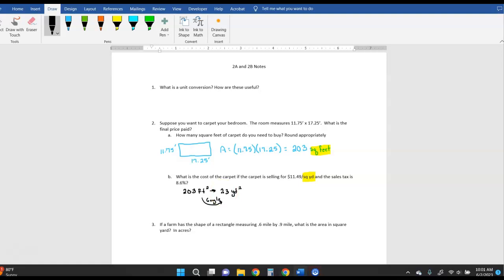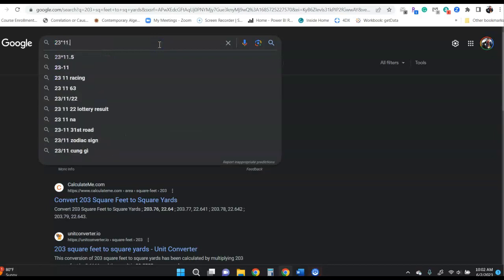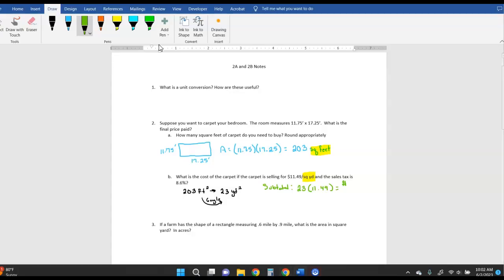So now what is it going to cost? Let's do the subtotal first. The subtotal is before tax. We're going to take 23 times 11.49, because we're now both in square yards. We can just type that into Google as well, and we get $264.27.